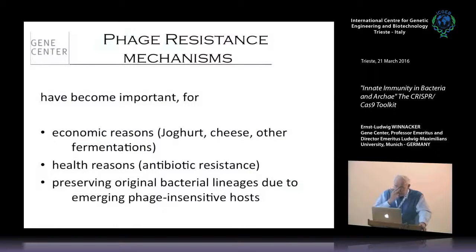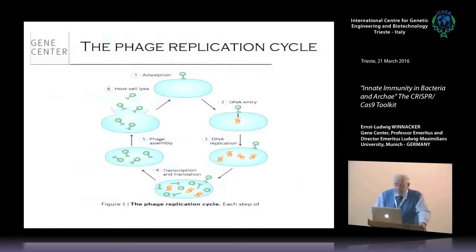So how do phage infect bacteria? That's a replication cycle, and the phage absorb, as you hope, on the surface of the bacteria, then DNA entry, replication, transcription, assembly, and the host cell dies. There is also another cycle, which is not really a replication cycle, where the phage becomes lysogenic, that is, the genome becomes integrated into the bacteria, but I will not discuss that here.